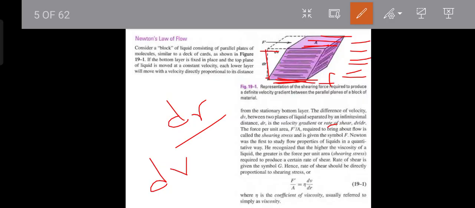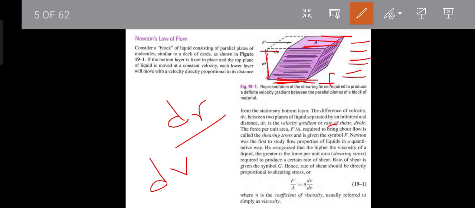Newton was the first to study these flow properties of liquids, and he recognized that the higher the viscosity of any liquid, the greater the force per unit area. That means the higher the viscosity, the higher the shearing stress.